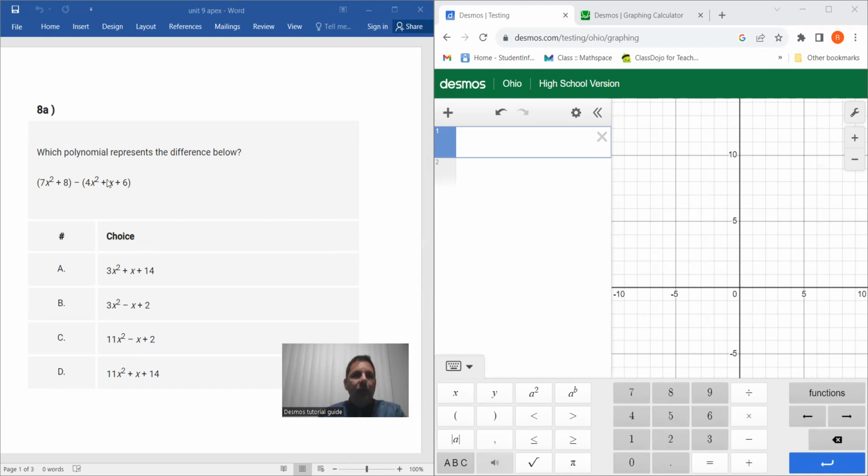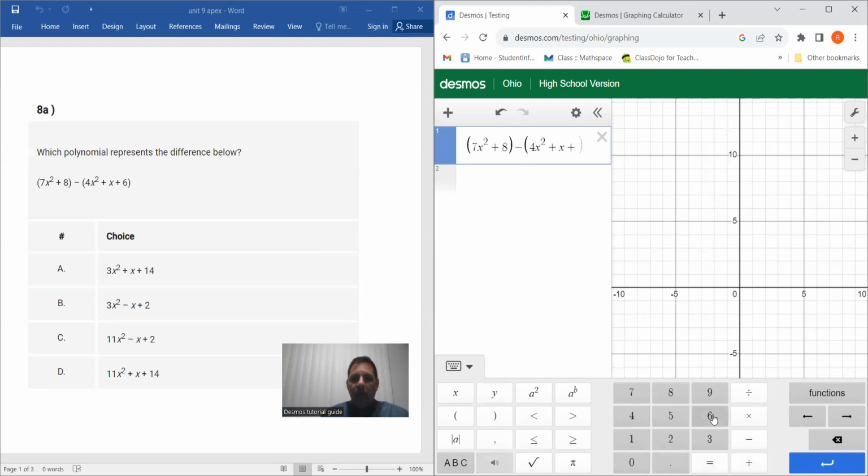So one way we can do this, of course, is gather like terms, do it by hand, subtracting each thing that not only has the same variable, but the same exponent. Or you can always check your work with Desmos. So here we're again using the state version of the Desmos graphing calculator. I'm just typing in what we have. We have the binomial 7x squared plus 8. And from that, we're subtracting this trinomial 4x squared plus x plus 6.